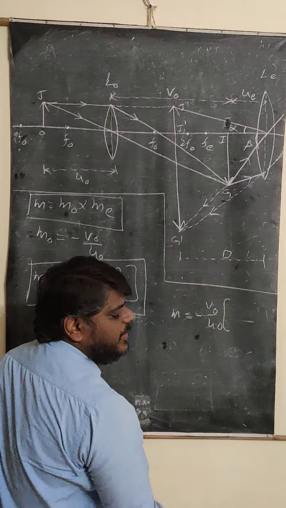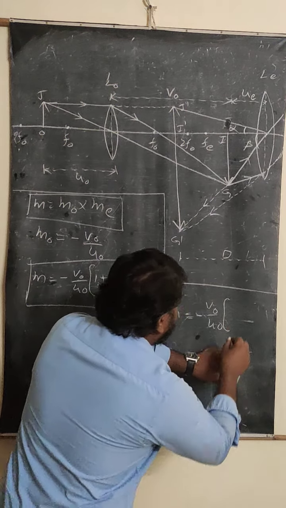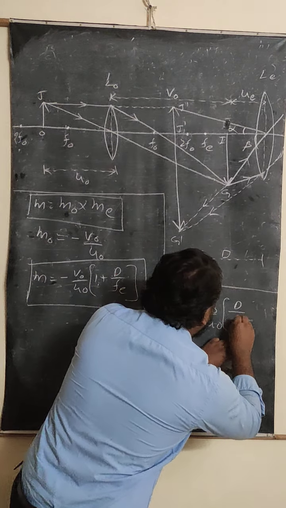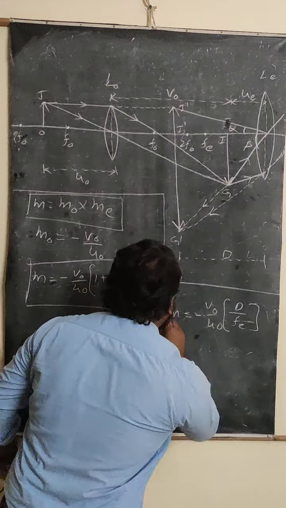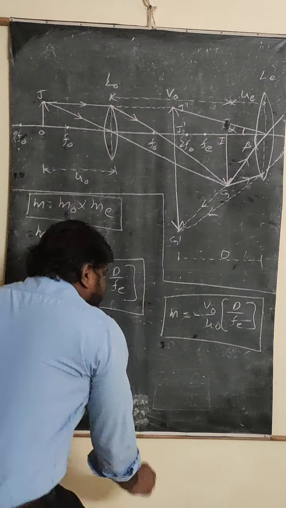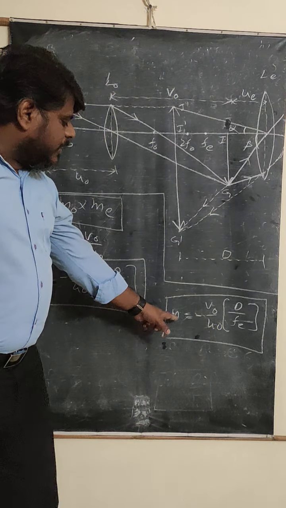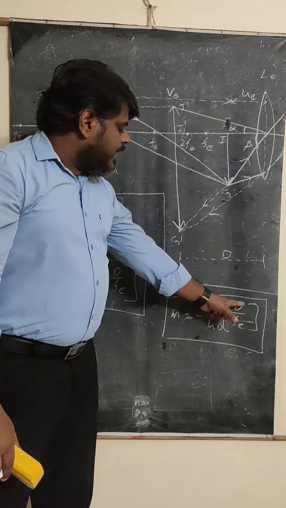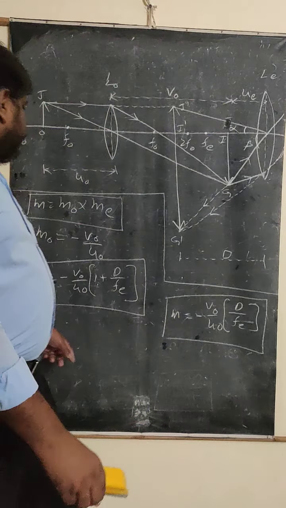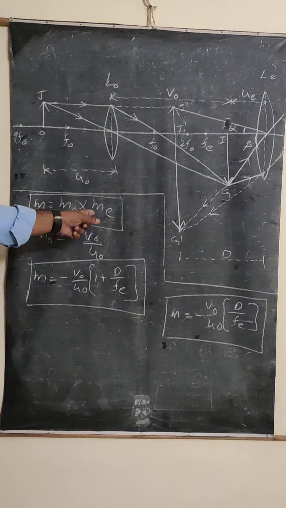But the eye lens magnification changes. For the far point, what will the magnification be? D by FE. This is the magnification at the far point. M is equal to minus V naught by U naught into D by FE. And what is the general formula? M is equal to M naught into ME.